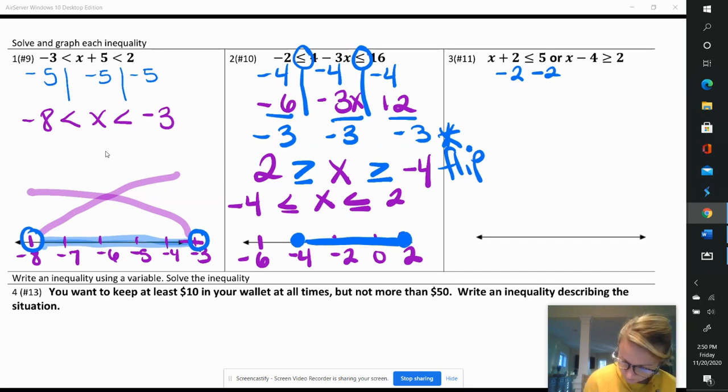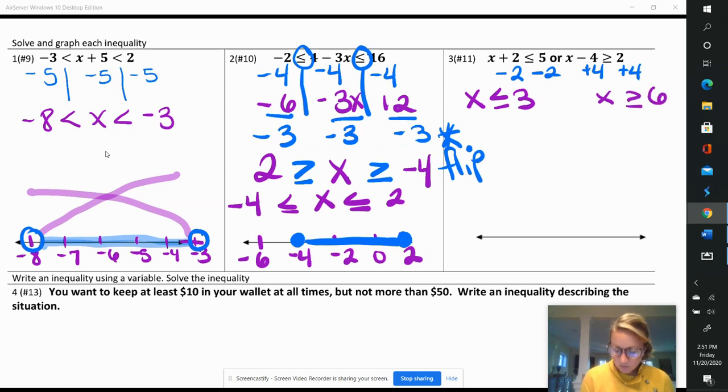We're going to subtract 2 because we're adding 2. We get x is less than or equal to 3. And the other inequality, we're subtracting 4. So to solve, we want to add 4. So now this is an or inequality, so make sure we write the word or as part of the solution.